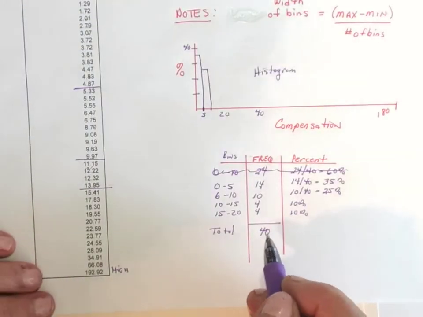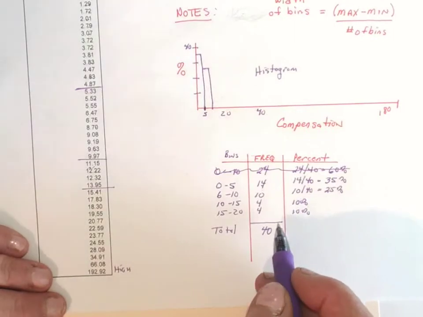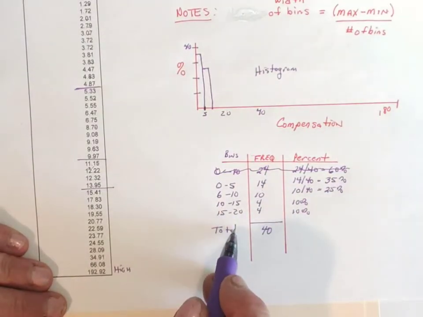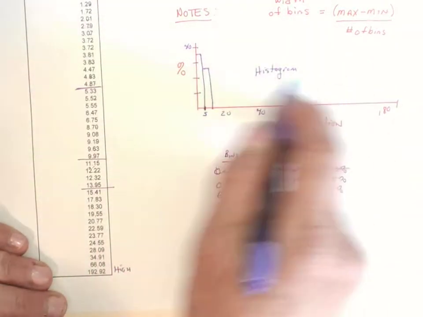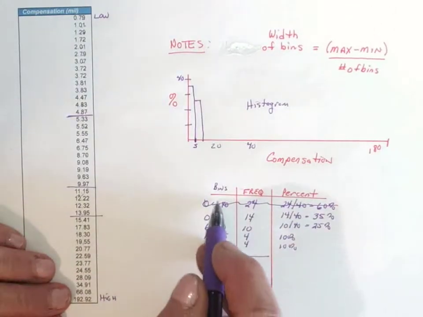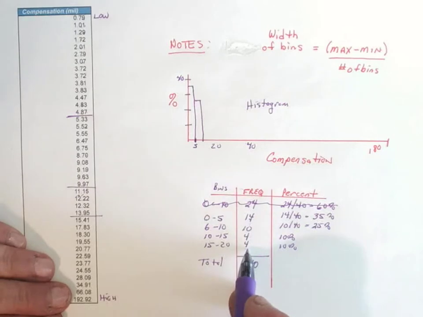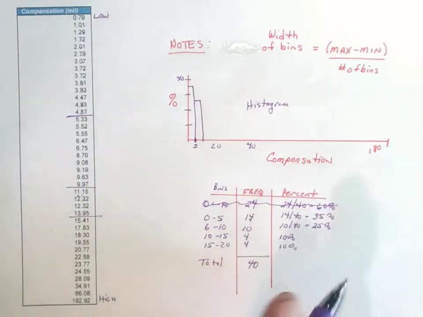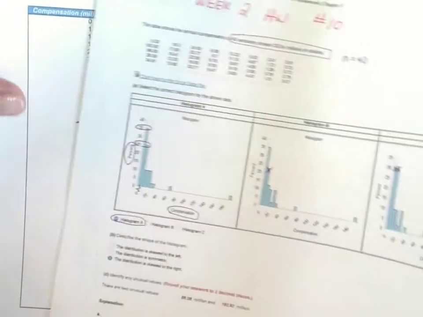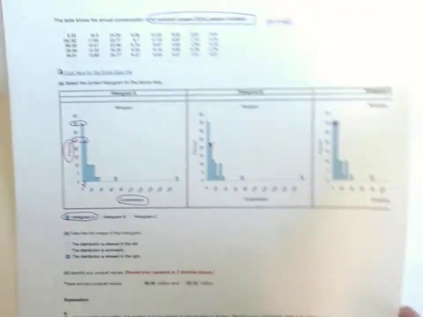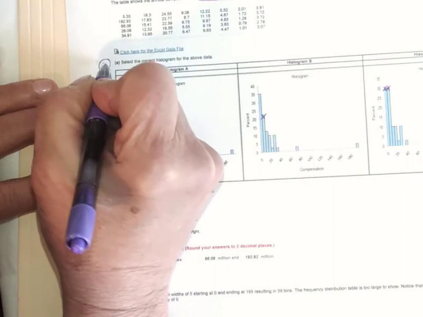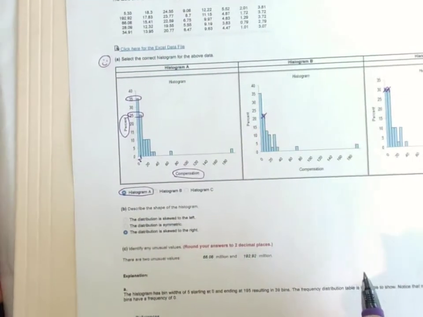So now we have answered the first question. We were able to sketch a histogram. And to do that, we need to get the frequency counts and then the percentages. So that answered part A. So we're happy we got part A done.